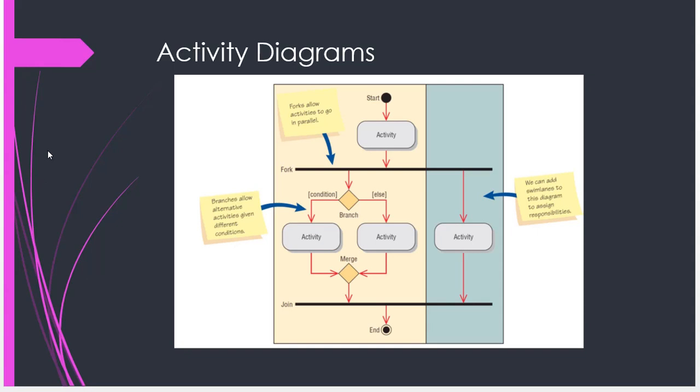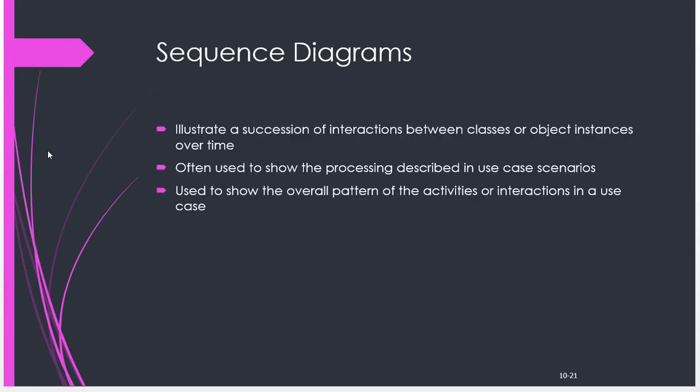An activity diagram is like an inverted state diagram. With state diagrams we focus on the states, but with the activity diagram we're focusing on the activities. Then we have sequence diagrams. Just like activity diagrams, they show us how various classes or objects, instances, interact over time. Sequence diagrams are good for object-oriented program analysis, and they are used to show the processing described in use case scenarios.